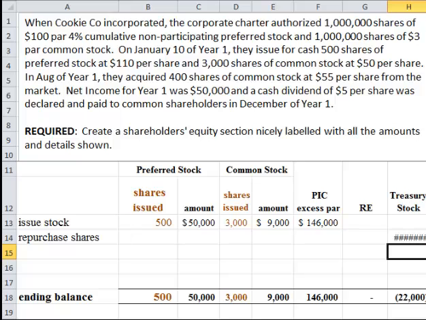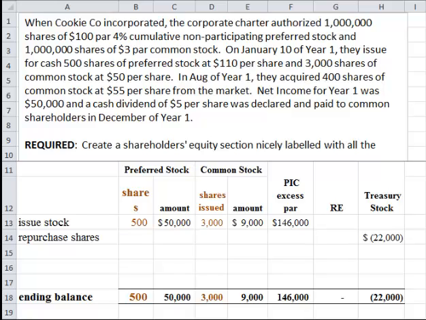So let me resize that. All right. So what's next? What did they do now? Net income for the year was $50,000. Which of these accounts does net income impact? That's right, makes retained earnings go up. Okay. And then what happened?